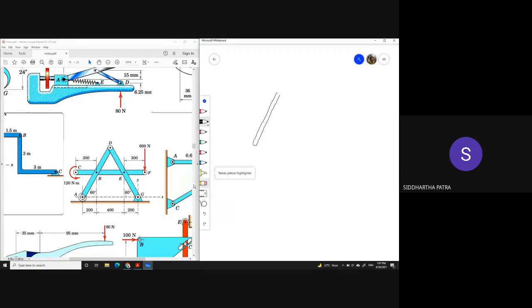Now, we have seen that we can take individual components and draw the free body diagram for them, and then we can write the equations of equilibrium for individual rigid bodies. But what if we drew the free body diagram for the entire structure? So if I take this entire structure, because this whole structure must also be in equilibrium.